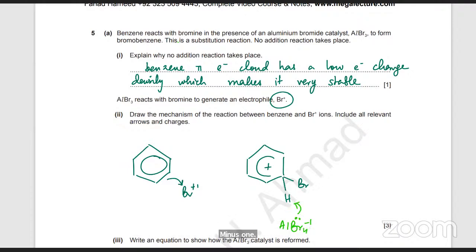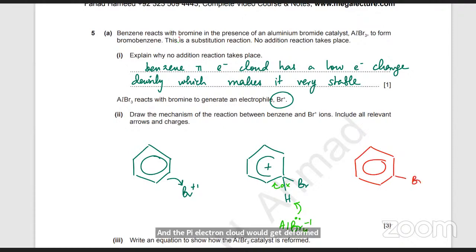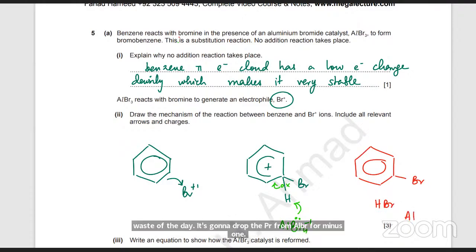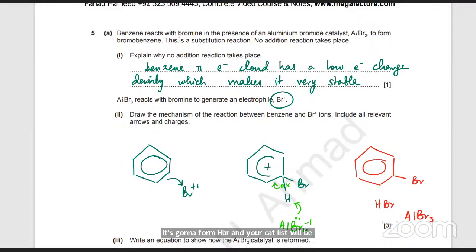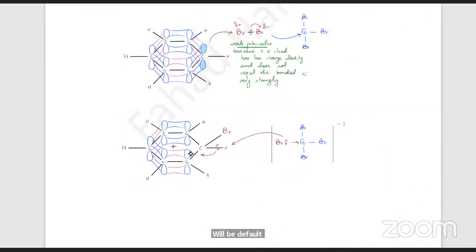is going to gain the H back again. The H will lose its electrons back to benzene, and the benzene pi electron cloud would get reformed. It's going to grab the Br from AlBr4 minus one, it's going to form HBr. And your catalyst will be reformed. Okay, exactly what is happening here. FeBr3 took away the bromine, but then the Br electrons came back and grabbed the H. The H lost its electrons back to benzene, and the benzene electron cloud got reformed. Okay, clear?